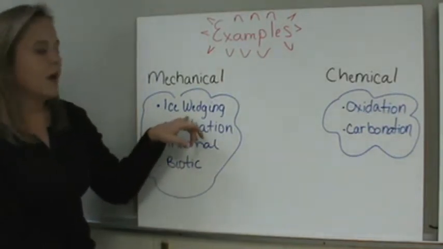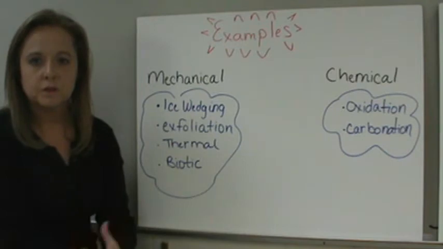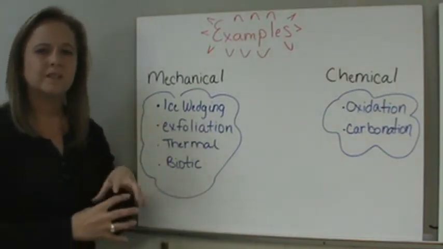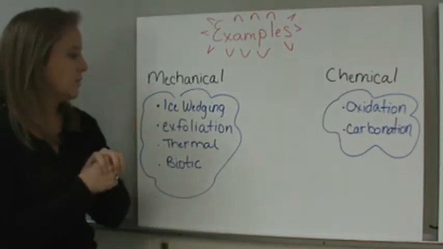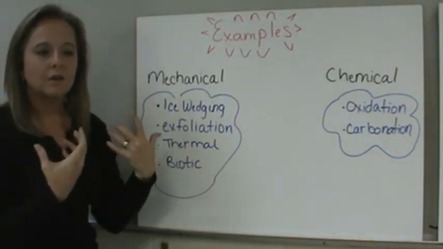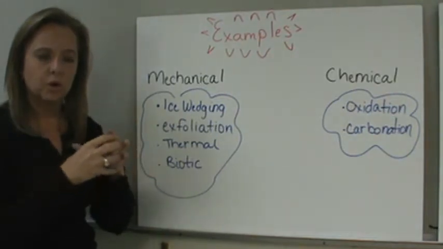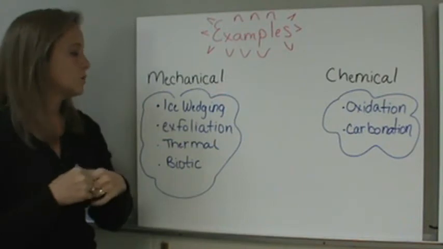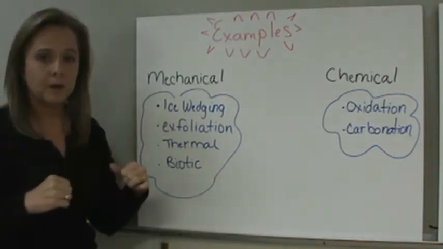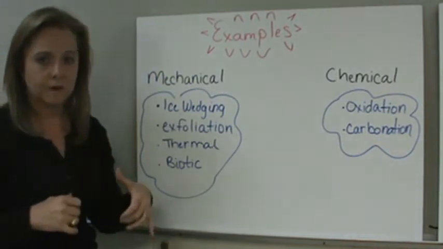Ice wedging happens when water, rainwater, or even snowmelt in the spring, gets down into pre-existing cracks or joints in rocks. When the temperatures fall at night, or in the wintertime, that water will freeze and expand. As water freezes and expands, it puts force on the rocks. Over time, that expanding ice is going to cause the rock to break.